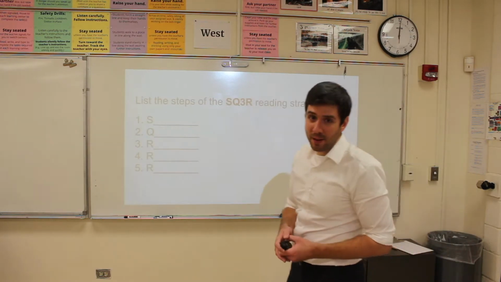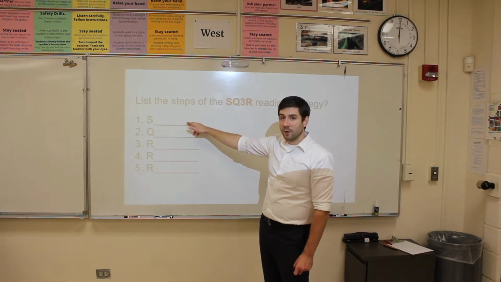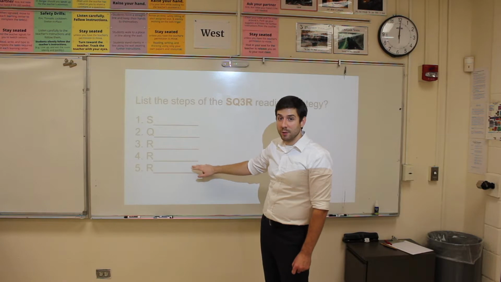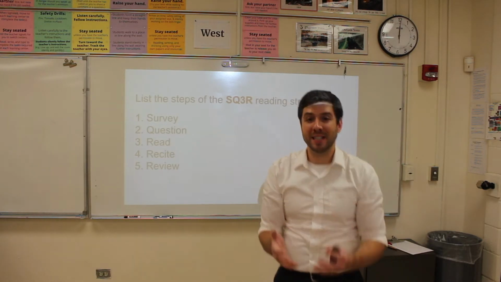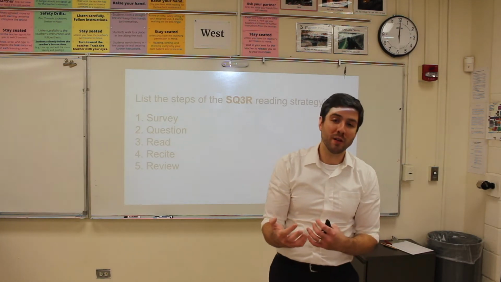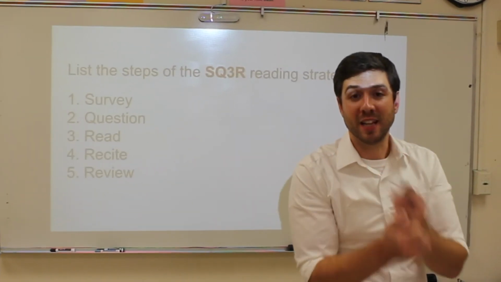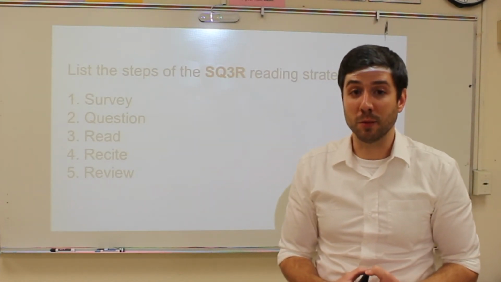So to recap, the strategy SQ3R means survey, question, read, recite, review. Once again, don't let the simplicity of this strategy scare you away from using it. Because of its simplicity, it's easy to follow, and you'll be able to get some results from it. Altogether, in a combination, the SQ3R should hopefully help you understand your text a little bit better.